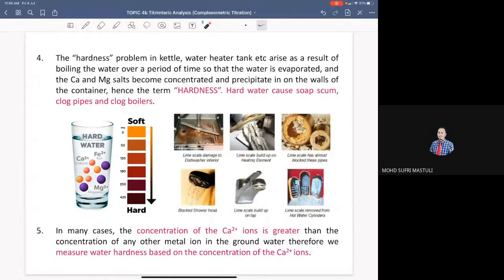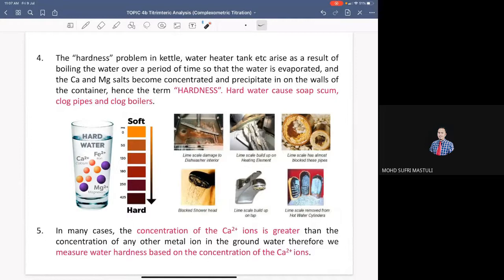Here are a few examples of the problems that normally happen in daily life due to water hardness. The damage of the dishwasher interior, lime scale on the water heating element. Lime scale can also block the piping system and the shower head, or build up on the tap, the tap pipe, or in the water heater cylinder.